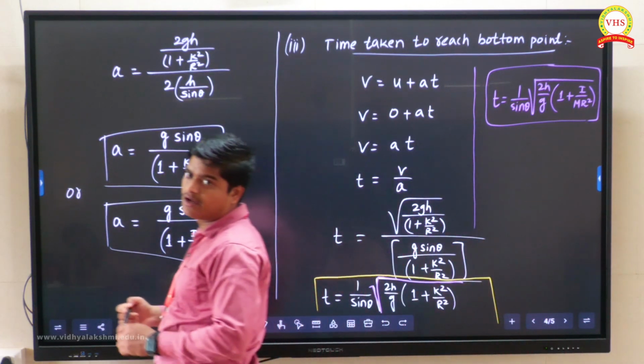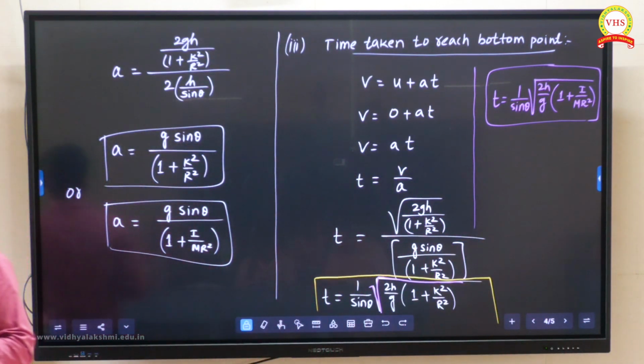So three things you are getting here. One is velocity, next acceleration, and time taken to reach the bottom point. Clear or not? Now next, if we take particular objects, let's see how the velocity, acceleration and times are coming, right? Particular object suppose you are taking.